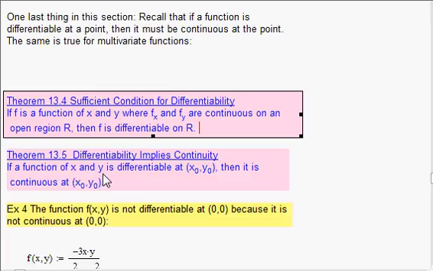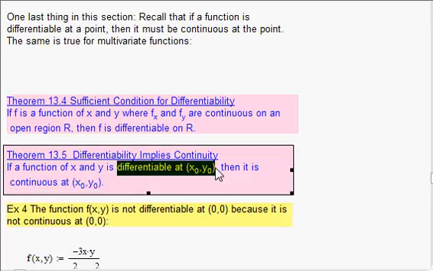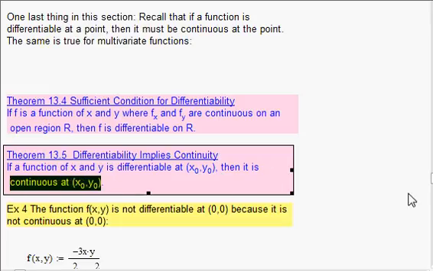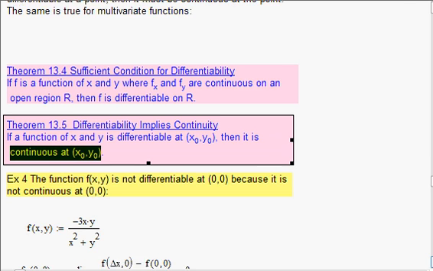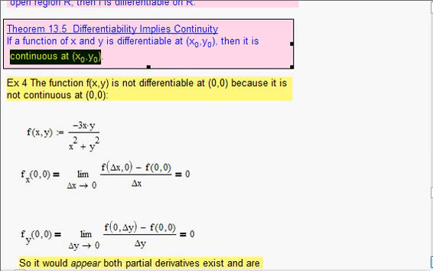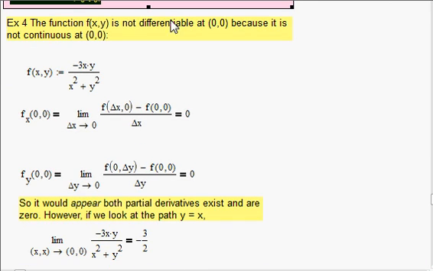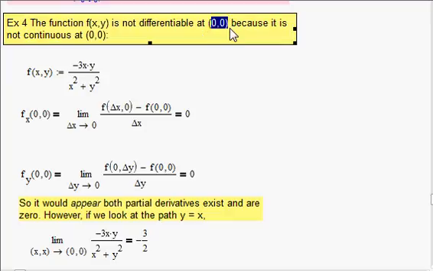And if a function of x and y, this is theorem 13.5, is differentiable at a point x sub 0, y sub 0, then it must be continuous at that point. Okay? Here's an example to illustrate. The function f of xy is not differentiable at 0, 0 because it is not continuous at 0, 0.